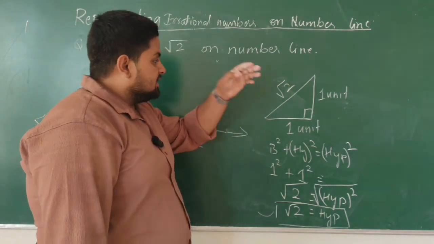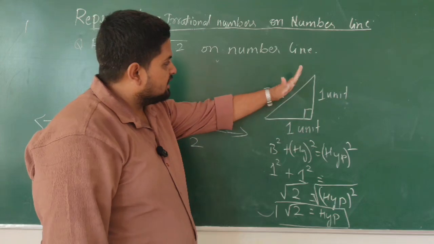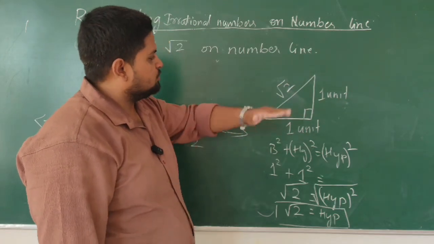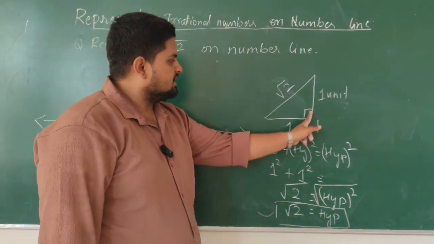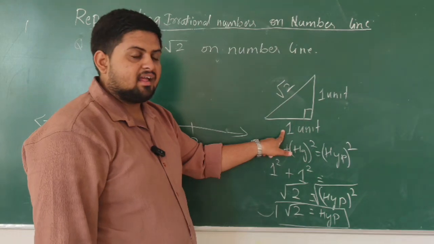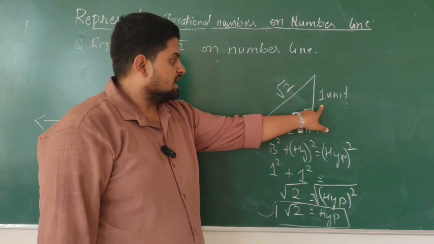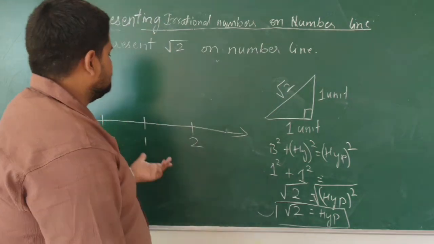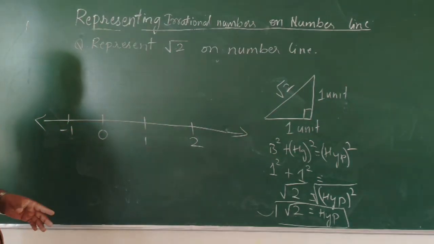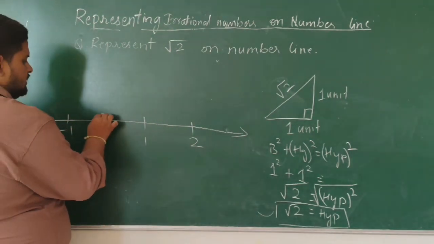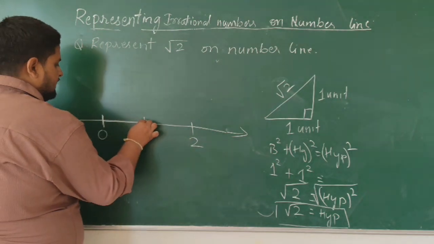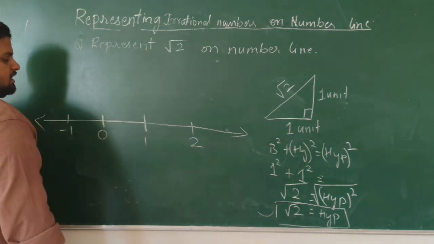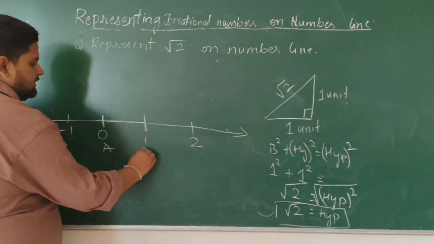So to get square root 2 units, a line segment of length square root 2 units, we formed a right angle triangle whose base is 1 unit, whose height is 1 unit, then we got its hypotenuse is root 2 units. Let us do the same thing on our number line. So first what I will do, starting from 0, I will take 1 unit. I will call this AB.